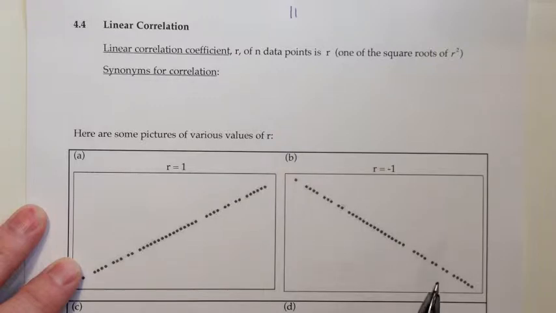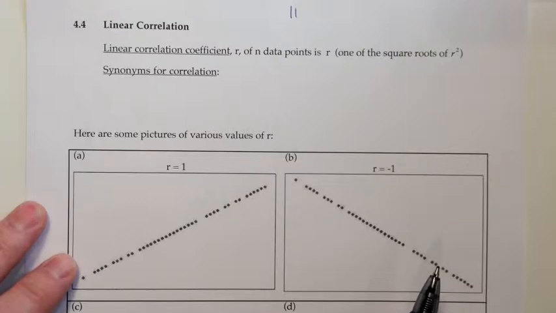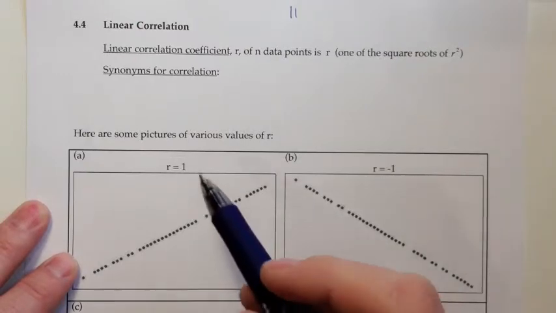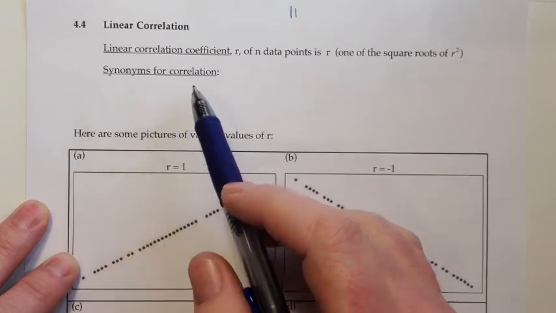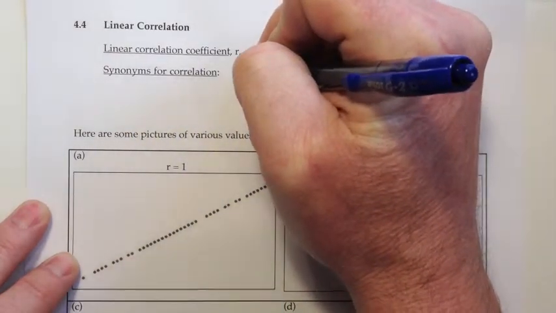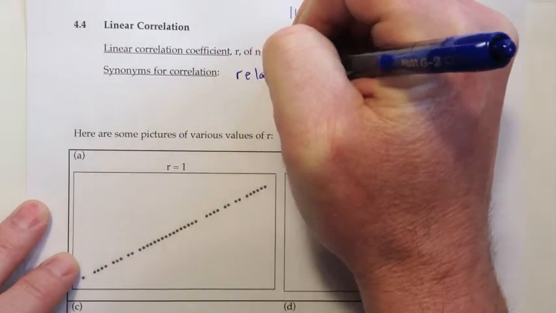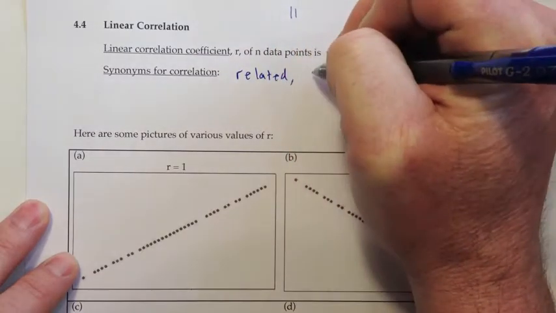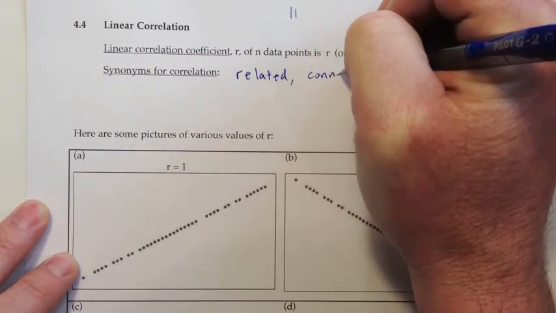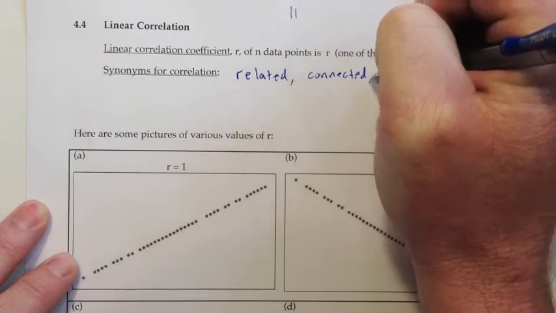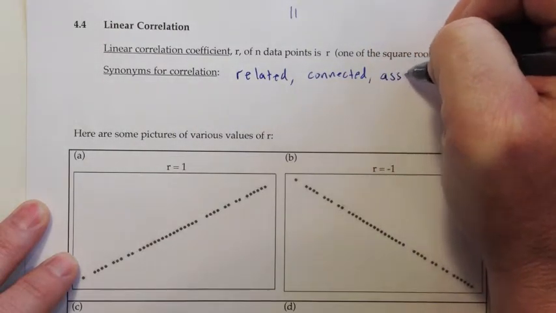And you'll hear sometimes in the news them talking about a study that found that one variable is correlated to another. When they're talking about that, some synonyms for what they mean, they might just be saying that those two things are related to one another, that they are connected, or maybe associated.